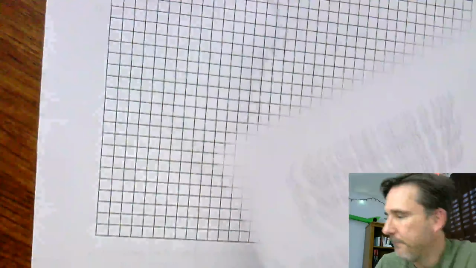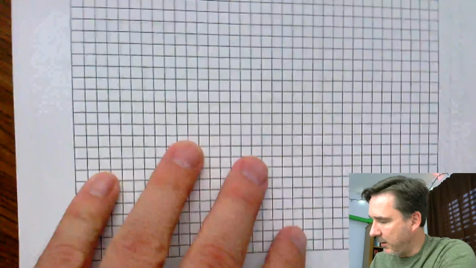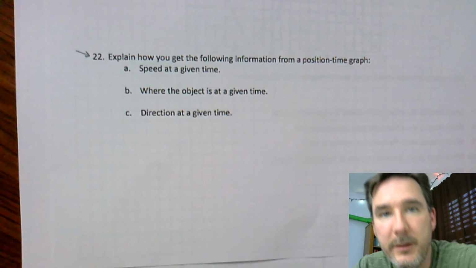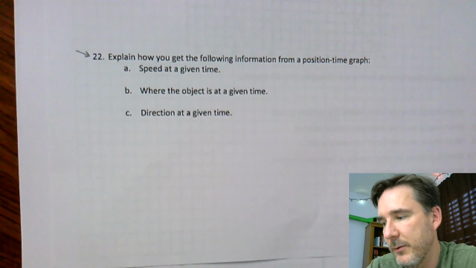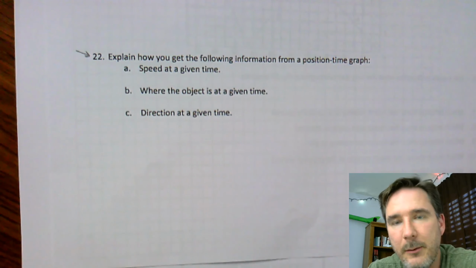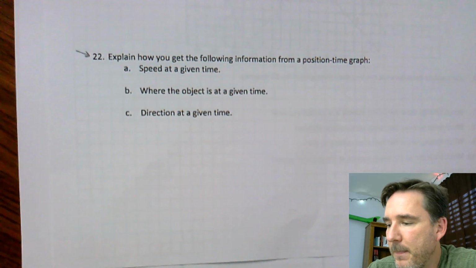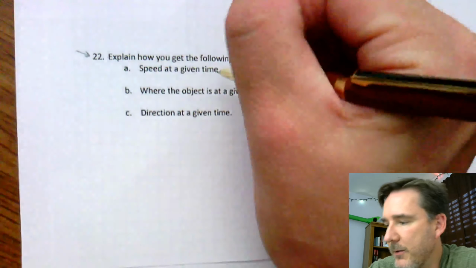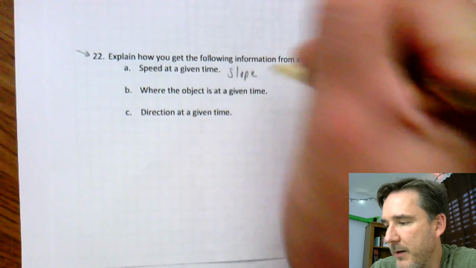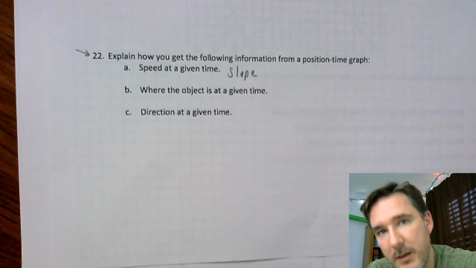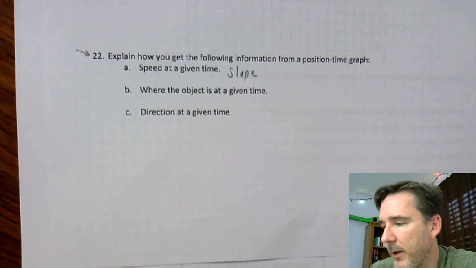Here, I'll tell you what, there was a question up here. Question 22. Be familiar with this. This is pretty much what it boils down to. If you have a position time graph or a distance time graph, the speed at a given time, what do you do there? Well, you find the slope. You just find the slope of the line. And if you get a positive slope, it's moving in a positive direction. If you get a negative slope, it's moving in a negative direction.